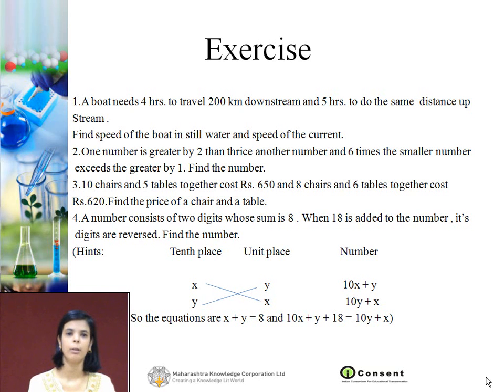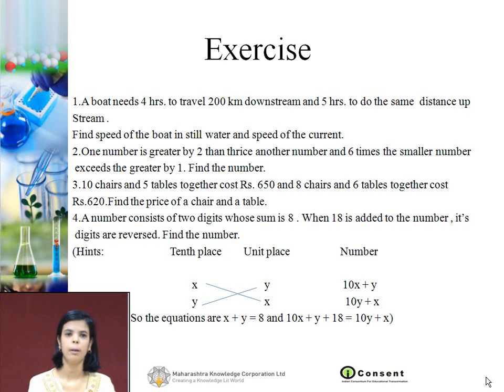Second, one number is greater by 2 than thrice another number and 6 times the smaller number exceeds the greater by 1. Find that number. Next one, 10 chairs and 5 tables together cost rupees 650 and 8 chairs and 6 tables together cost rupees 620. Find the price of a chair and a table.